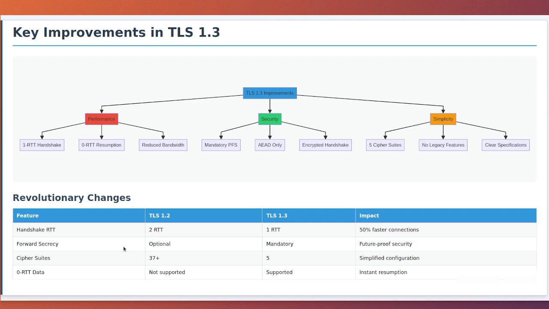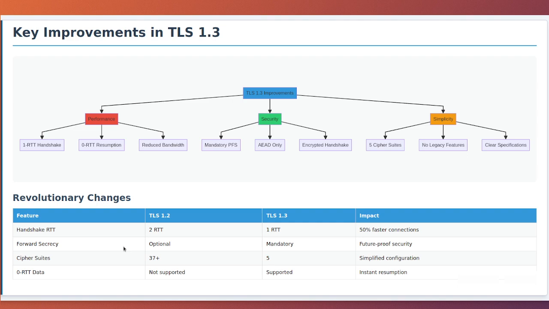Instead of negotiating multiple parameters separately, the key exchange, authentication, cipher, and MAC algorithms, TLS 1.3 combines these into just 5 supported cipher suites. This dramatically reduces the complexity of the protocol and eliminates many potential configuration errors. I can't tell you how many times I've seen TLS 1.2 deployments with weak cipher suites enabled by mistake.